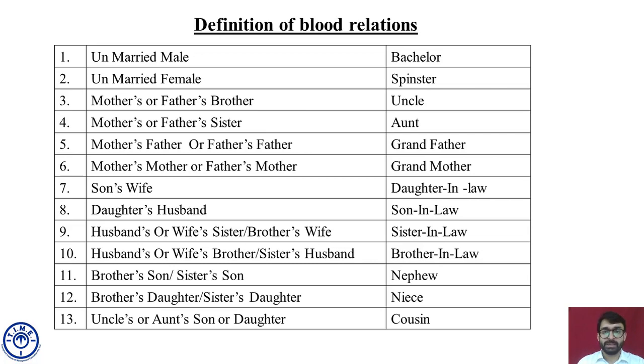Mother's brother is called uncle. Father's brother is also called an uncle. That is, mother's brother is maternal uncle, and father's brother is paternal uncle. Mother's sister is aunt. Father's sister is also aunt. Mother's sister is maternal aunt. Father's sister is paternal aunt.